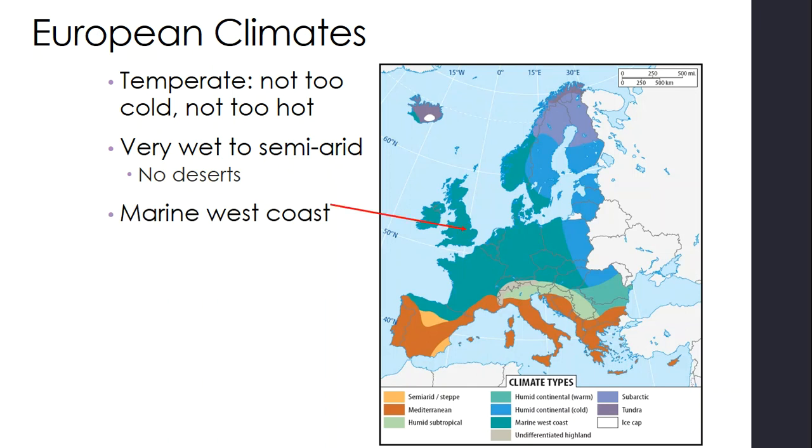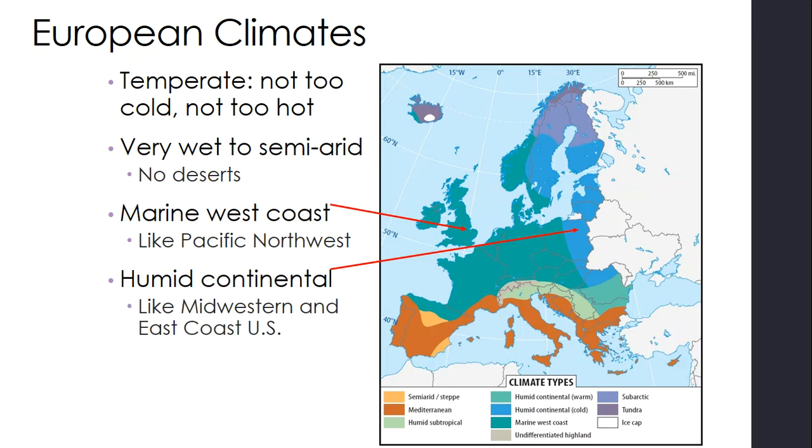And the first climate we're going to talk about is the marine west coast, which you can see here in England. It's like the Pacific Northwest, very, very rainy. Humid continental, which is like the Midwest and the East Coast of the United States, very similar weather. The Mediterranean areas, which are in Spain, the south of France, Italy, Greece, Croatia, and that's like Southern California. That's the same type of climate type we have here in Southern California. So dry summers, very, very mild winters, not a huge temperature range. Generally speaking, you're going to get your rain in the winter.